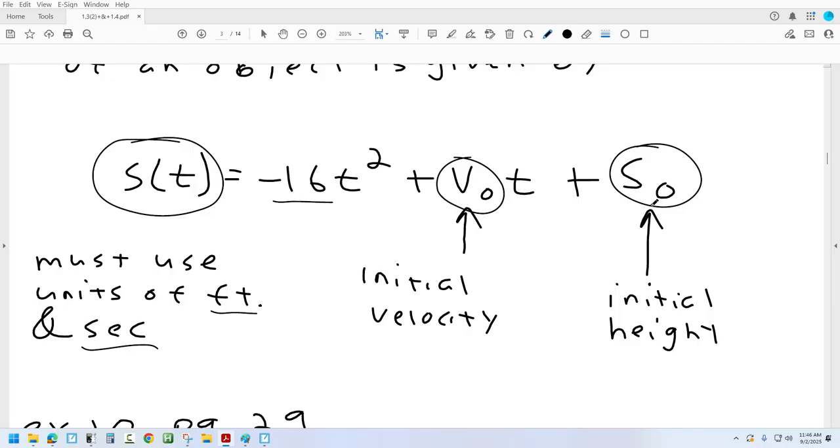So whenever you're doing a projectile motion problem, the first thing is to create or fill in this equation. I think it's a little easier than the swimming pool problem because you don't have to figure out the formula yourself. There's the formula. You just have to fill in two numbers: initial velocity, initial height.